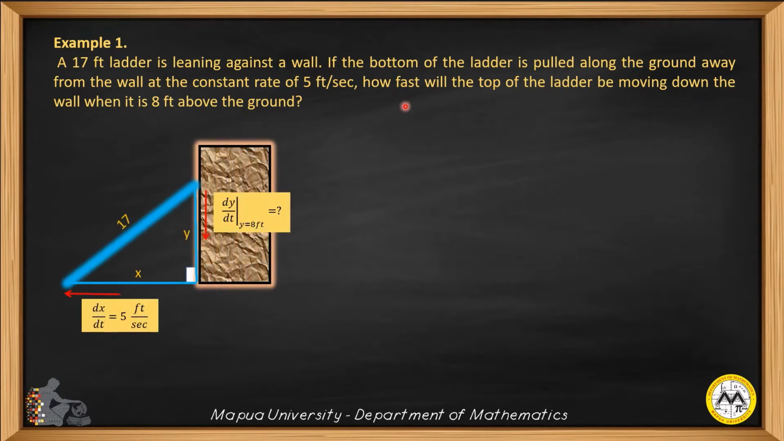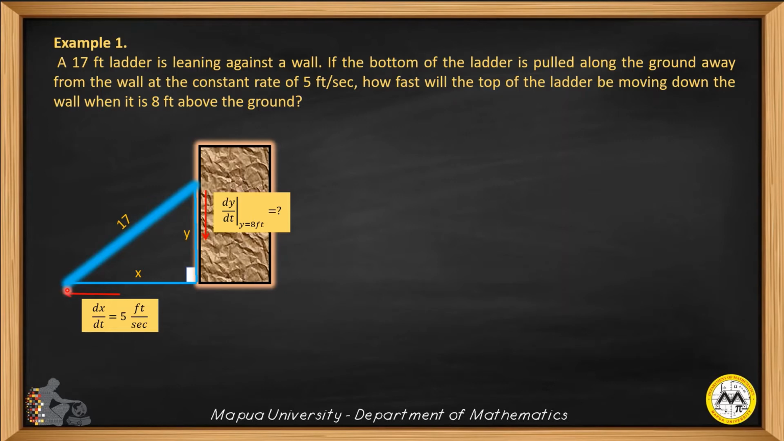So again, the first step is for you to draw some illustration, and our illustration is done on the assumption that the wall is perpendicular to the ground. So here is the ladder. The top end is leaning against the wall with the lower end on the ground. Okay, so we will be representing the distance of the lower end of the ladder from the wall as x, and the upper end distance from the ground as y.